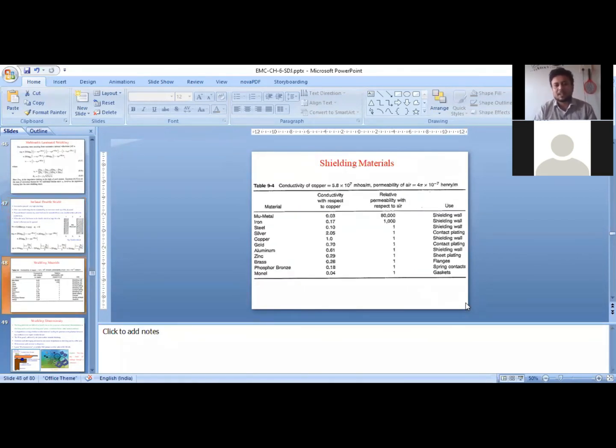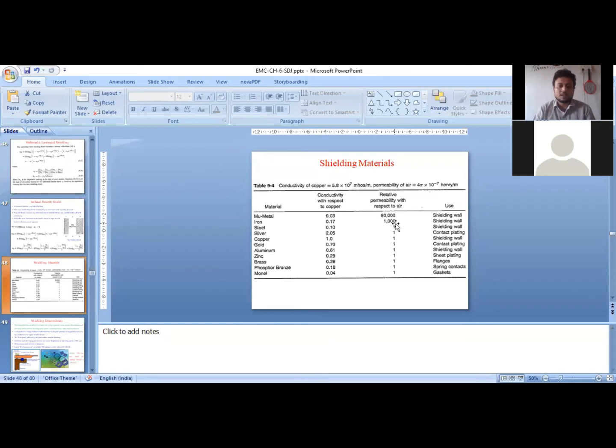The problem with this conducting shield is that it offers low absorption loss as compared to a magnetic shield. So instead of an electrical conductor, it is recommended to use mu metals, a magnetic material. Mu metals or magnetic materials are those materials whose permeability is very, very high. You can see from this table, the mu metal can have a permeability of about 80,000. Mu R value is 80,000 here. Iron is another magnetic material whose permeability can go to 1000. So these are materials which have very, very high permeability.